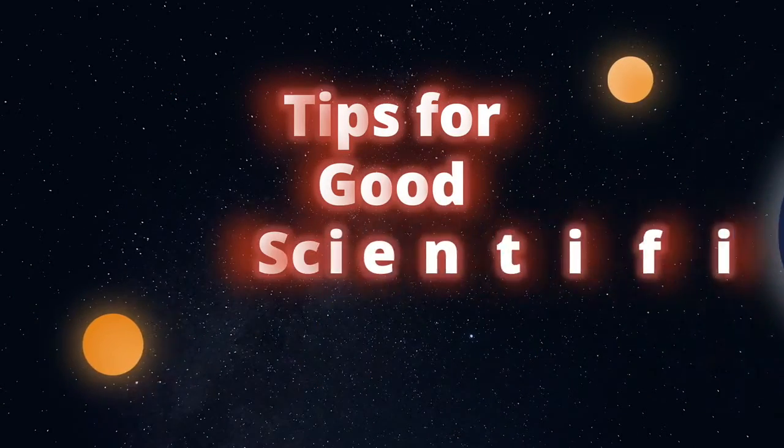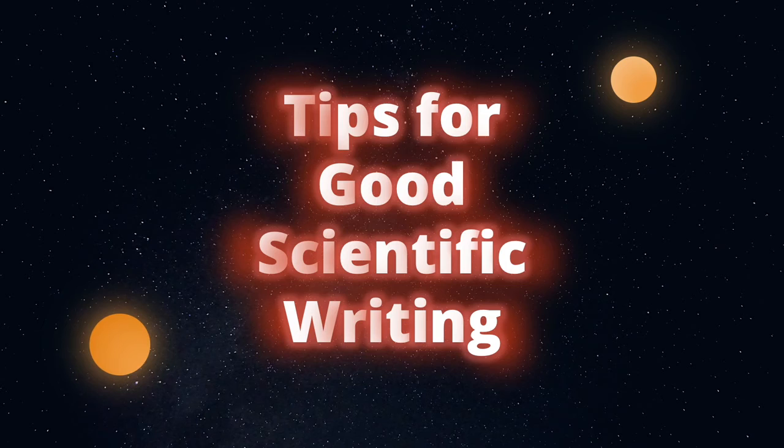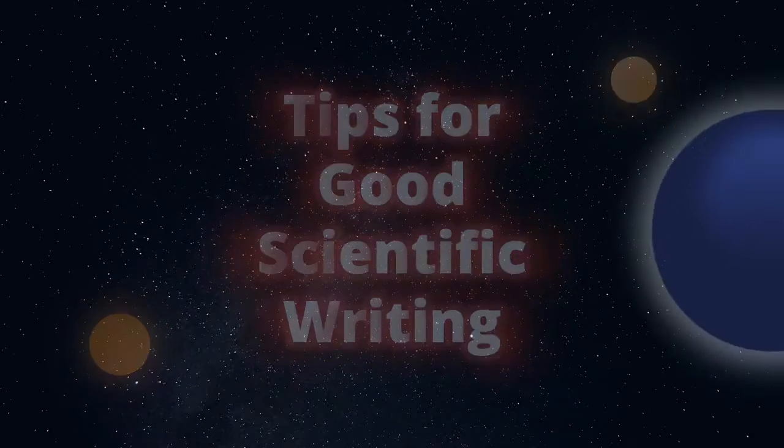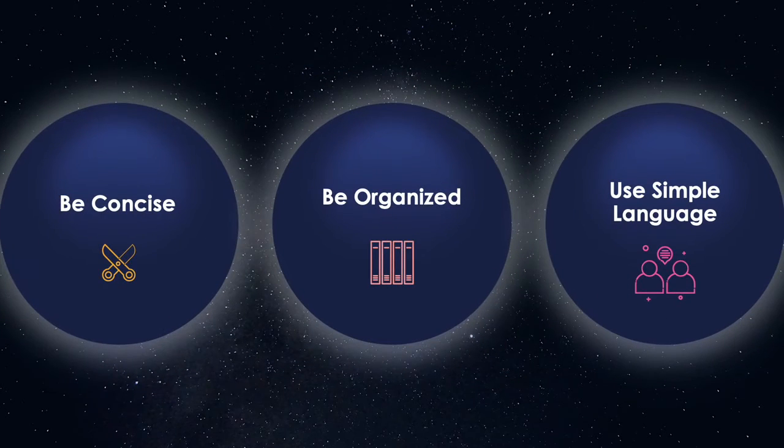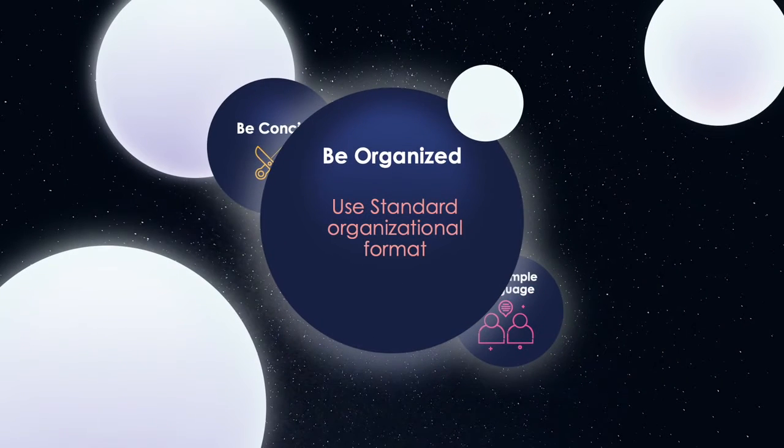So now that we've established what exactly scientific writing is, we're going to look more in depth at some tips for good scientific writing. And these are to be concise, be organized, and use simple language. The first tip is to organize your document according to a standard format, whether that be journal instructions to the author or a grant application guideline. That means even before you start to write, you need to fully understand what is required of you.